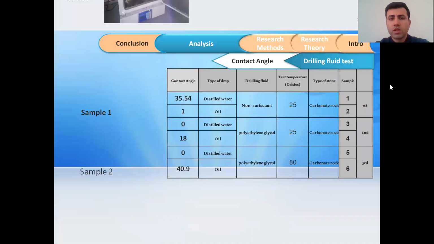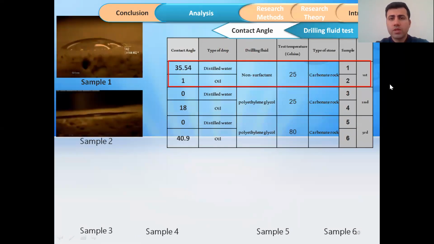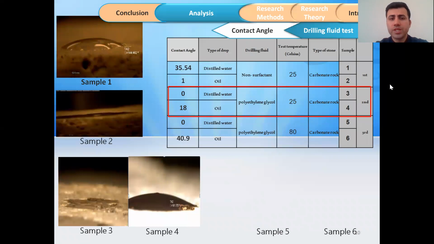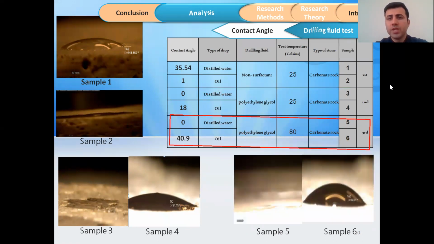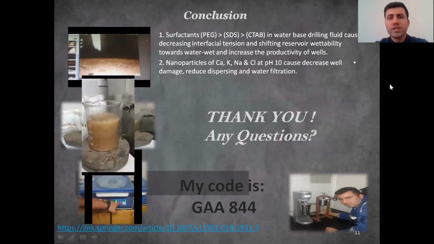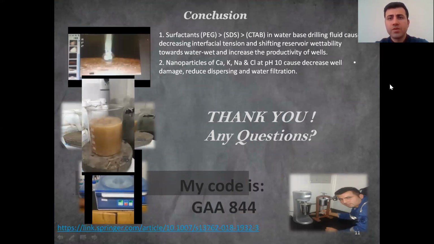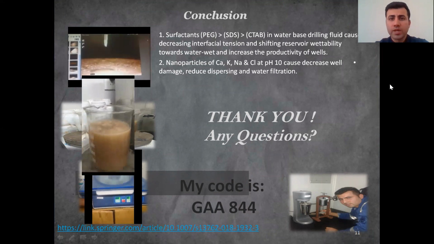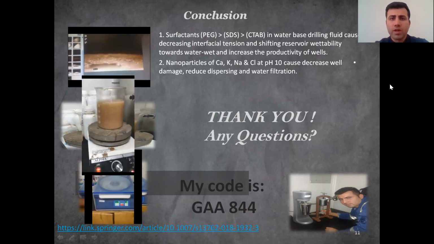The result of the contact angle showed that adding the surfactant to the water-based drilling fluid increases the contact angle of the oil drop. Also, when the temperature increased from 25 to 80 degrees Celsius, the contact angle of the oil drop increased. So in the end, the conclusion shows that surfactant in the water-based drilling fluid causes decreasing interfacial tension, shifting reservoir wettability toward water wet, and increasing the productivity of the wells.